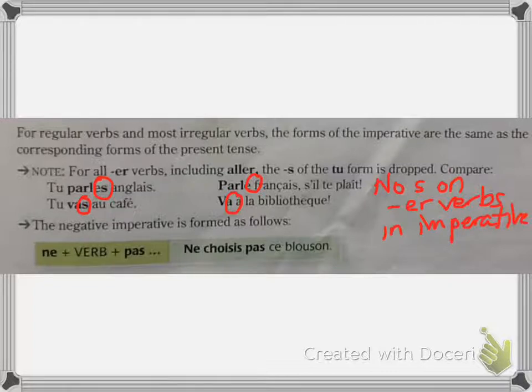Okay. The negative imperative is formed as follows: ne, verb, pas. So, ne choisis pas ce blouson, don't choose this jacket. Again, we just put our ne and our pas around a verb. Remember, this ne is going to become an apostrophe before a vowel or a silent H.